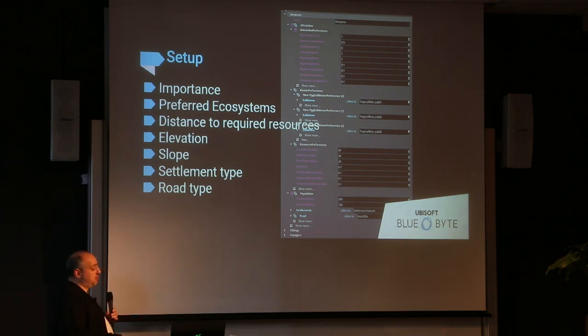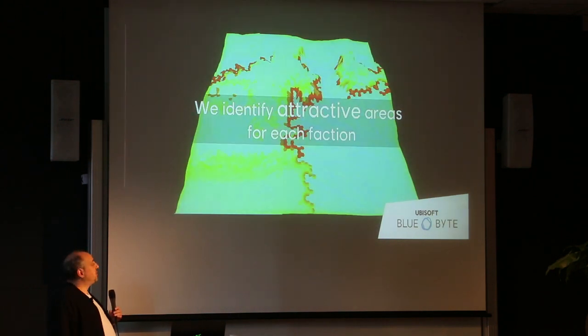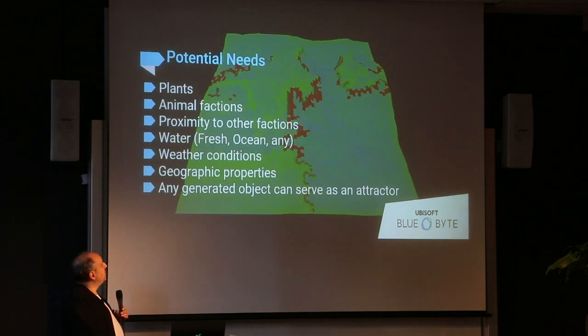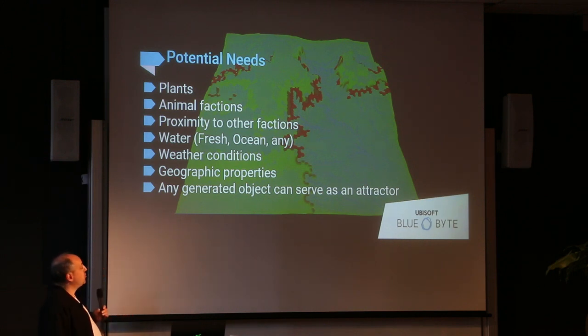And now with all the various influences we have, we create an attraction map for each of the factions. And so everything can be an attractor for us, plants because it may be a food source or may be used for something else. Animal factions, which are factions on their own that are just handled a bit differently. So they're also usually a food source for the more human factions, or could also be a resource, like horses could be used as riding animals or something like that. Proximity to other factions, they may like or may not like another faction, so they will maybe settle close or even very far away from them.